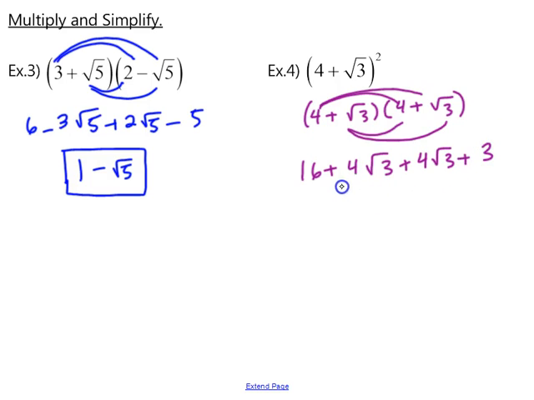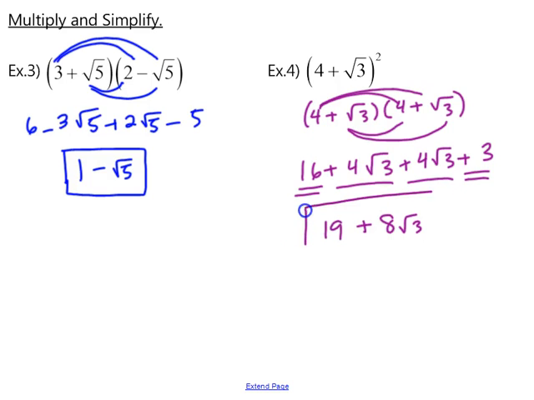So again, we need to combine like terms. We have this 4 root 3 and 4 root 3, which gives us 8 root 3, and that's positive. And then we have 16 plus 3, which is 19.